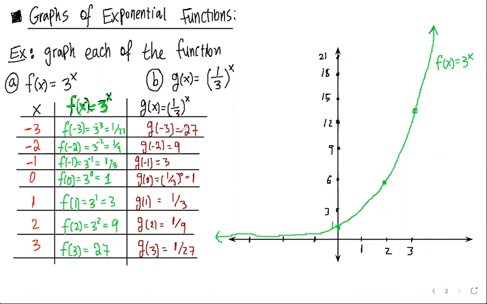Now for the second function, at 0 they give me 1, the same point. At 1 is 1 over 3, like this is 1 over 3. At 2 is 1 over 9, like around here. At 3 is 1 over 27, becoming closer. When the number becomes larger, all the values become closer to the x-axis.